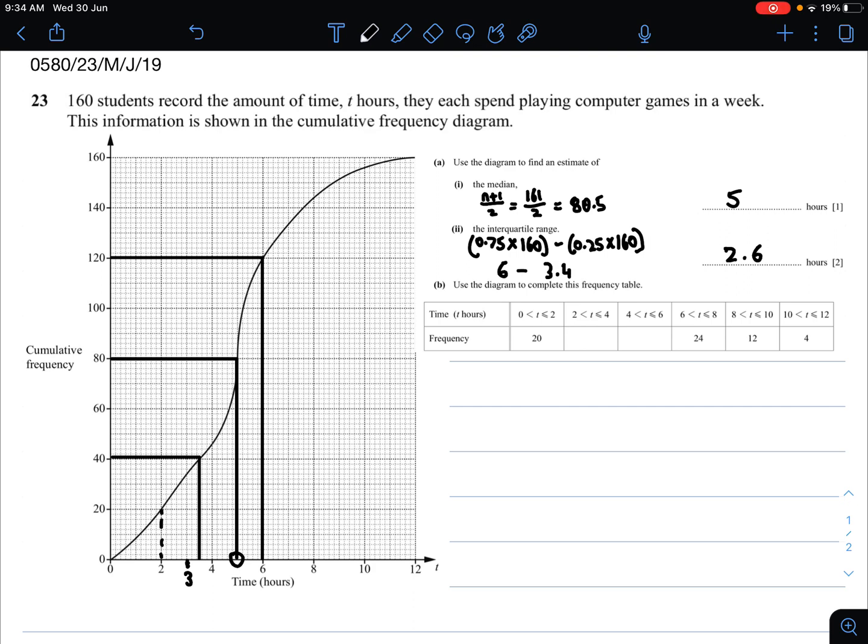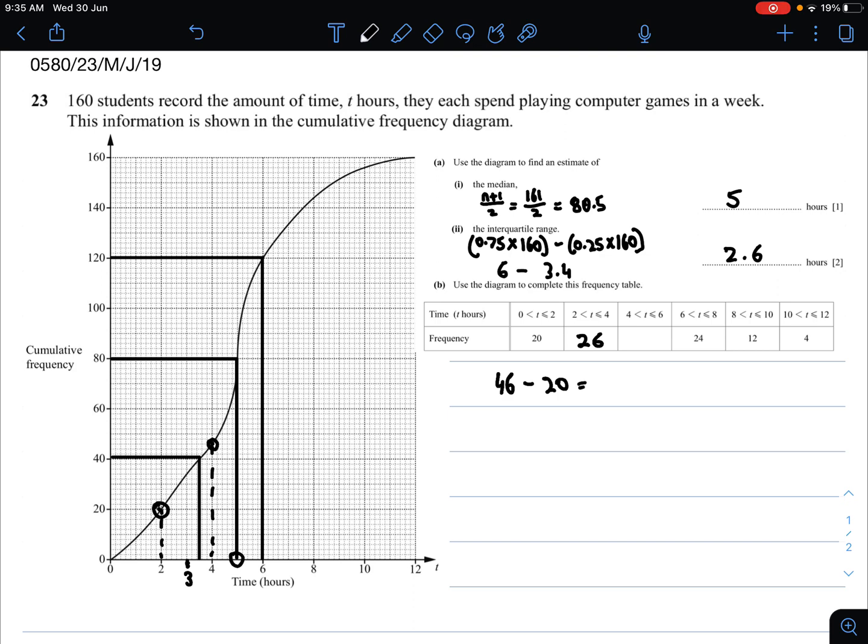So it would be something minus 20, because the 4-hour mark is intersecting right here. So that would be 42, 44, 46. So 46 minus 20 will give us 26. So 26 being our answer for 2 hours to 4 hours.